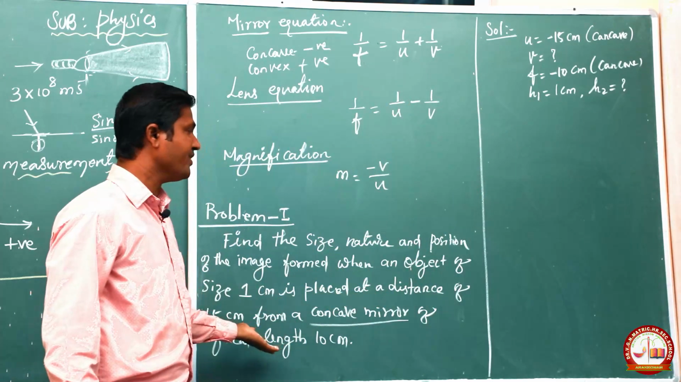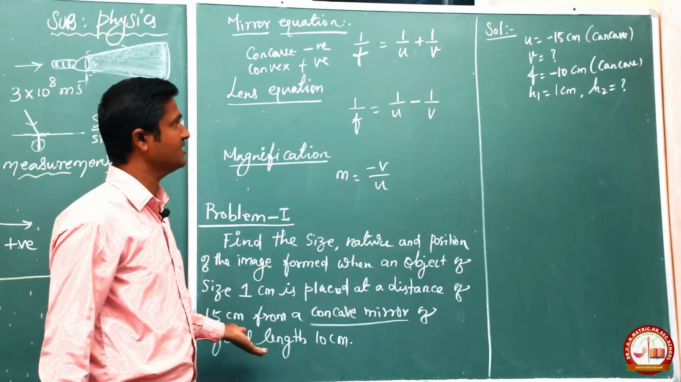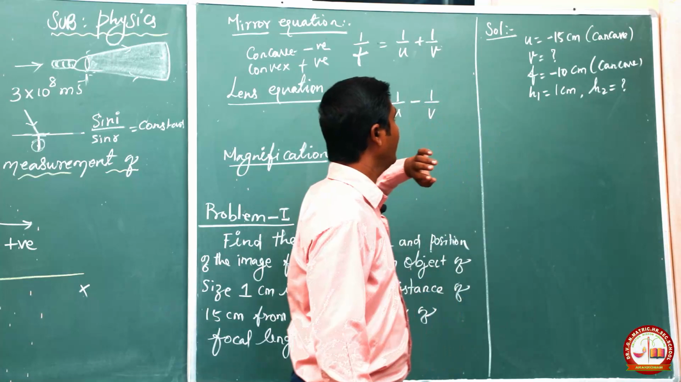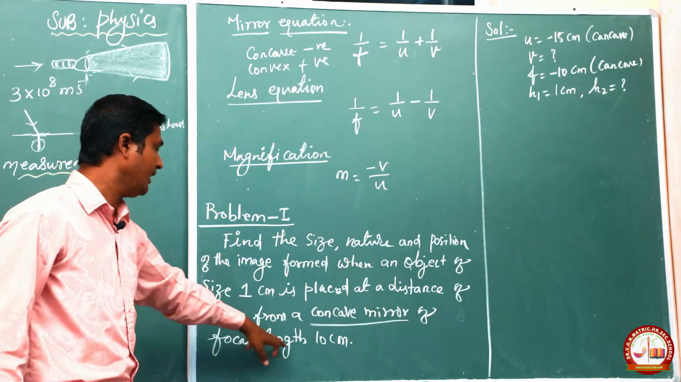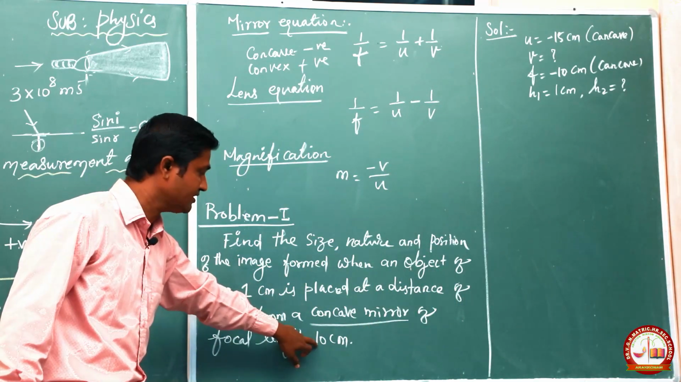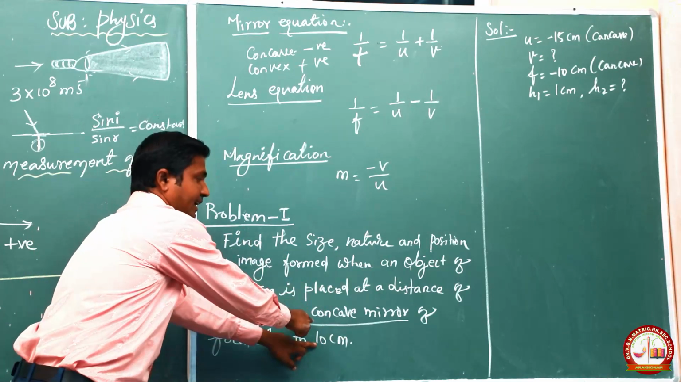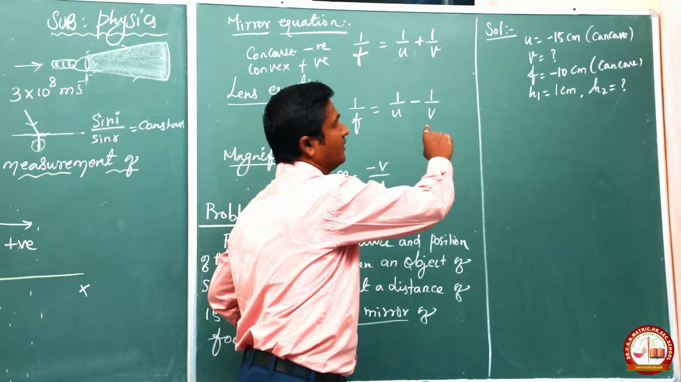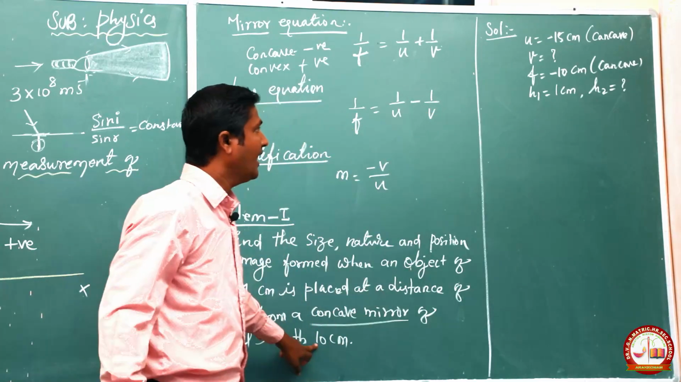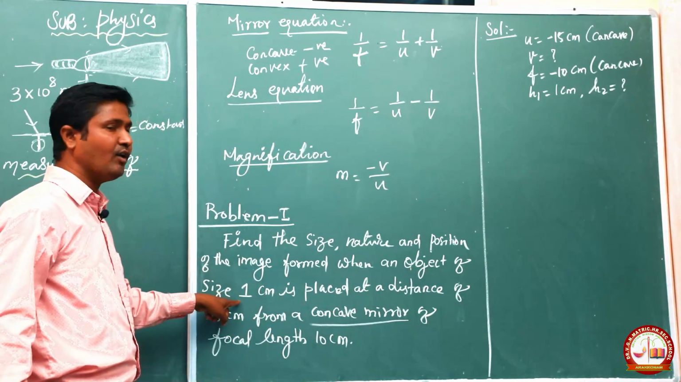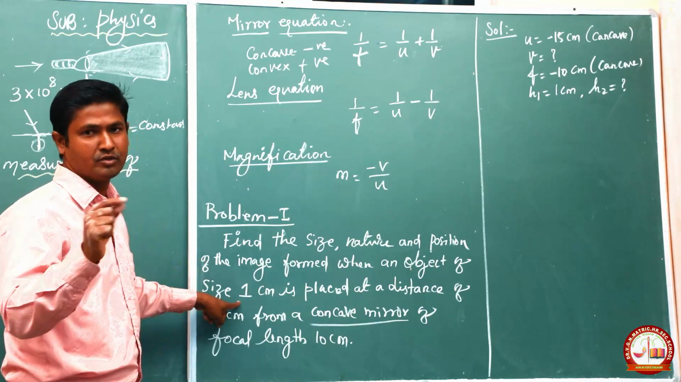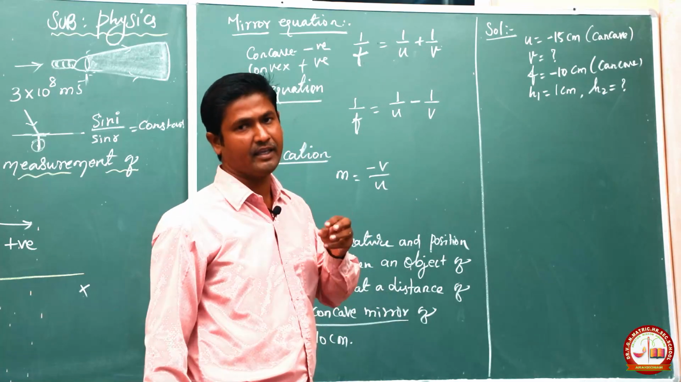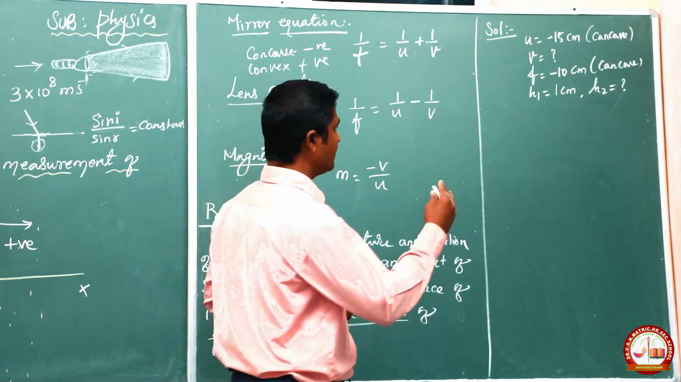Next, find the v value, the image distance. Image distance v equals question mark. Next, the focal length. The focal length is 10 centimeter, plus 10 centimeter, but since the mirror is concave, the answer is minus 10 centimeter. And then the height is 1 centimeter, and the image height is a question mark. First, write the mirror equation formula.